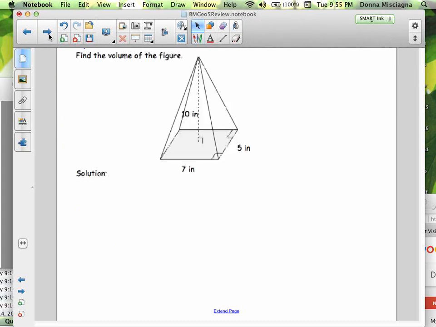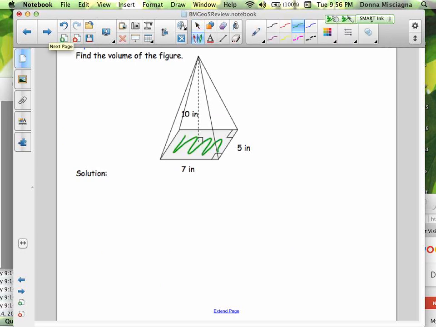And so long as we know the altitude, it's not too hard of a problem. Right, so the same thing here. We want to find the volume of the figure. Our base is right there. It's the rectangle. So our base is just 7 times 5, which is 35 inches squared.